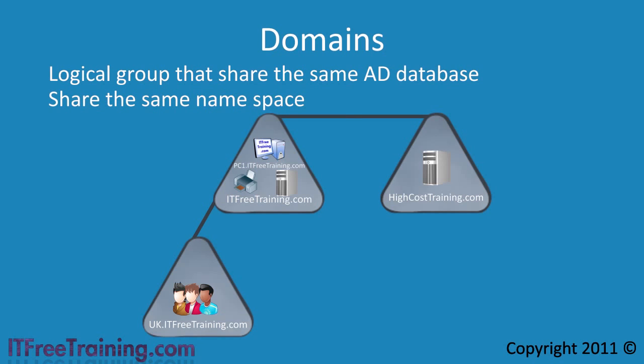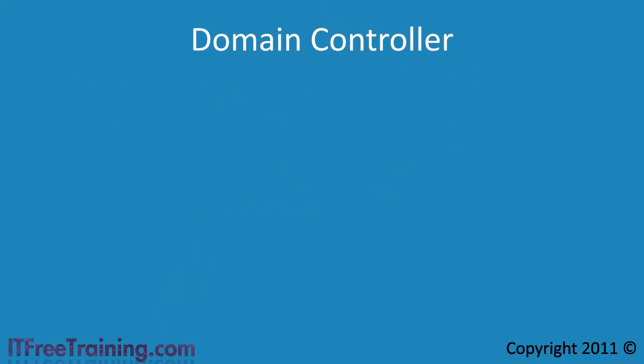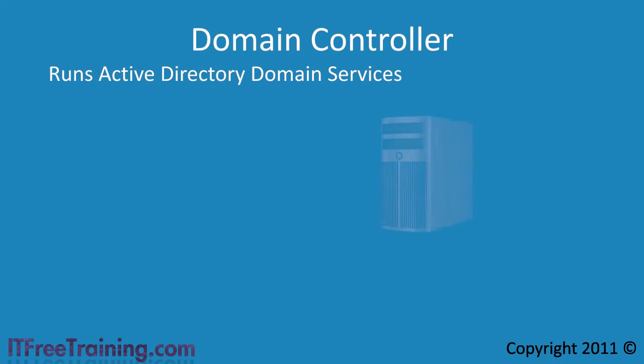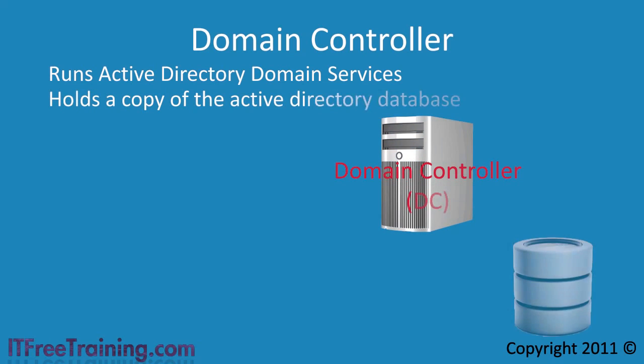Now that we know what Active Directory is and what a domain is, next we need to talk about the next big player in a domain, and that is a domain controller. A domain controller, put in its simplest terms, runs Active Directory domain services. As soon as this role is added to a Windows server, it becomes a domain controller. This may sound a little bit confusing at present, but to put it another way, a domain controller holds a copy of the Active Directory database.